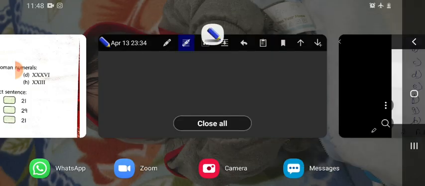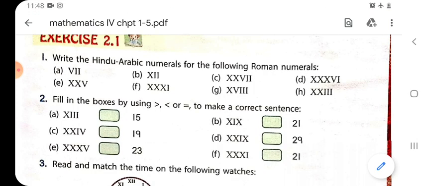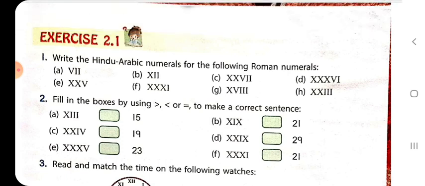Moving to question number 2. According to the book, in question number 2, you have to fill the boxes by using three signs, that is greater than, less than, or equal to, to make a correct statement. That means in these boxes you will put the sign of greater than, less than, or equal to. Starting with the first one.